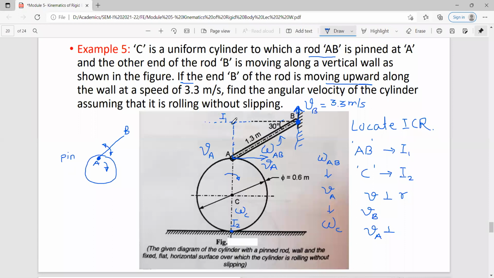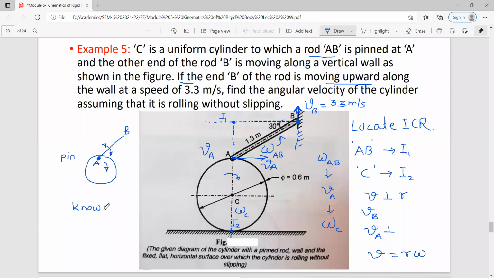Okay. So once you locate this ICR based on your understanding of motion and few concepts, the next part is simple. That is just do the calculations using only one formula: in case of circular motion, velocity is equal to radius multiplied by angular velocity. This formula we will use for further calculations.